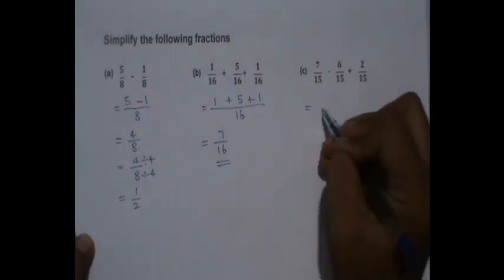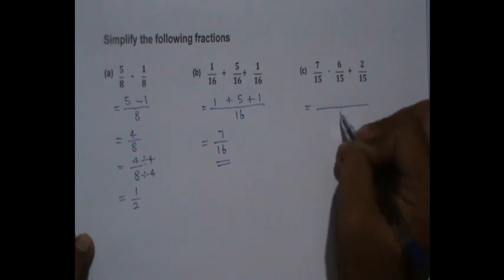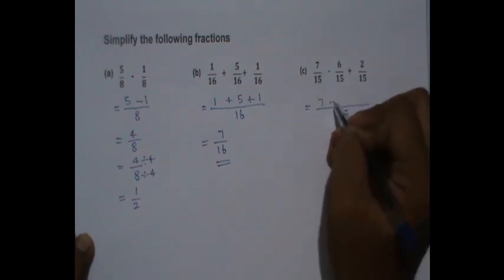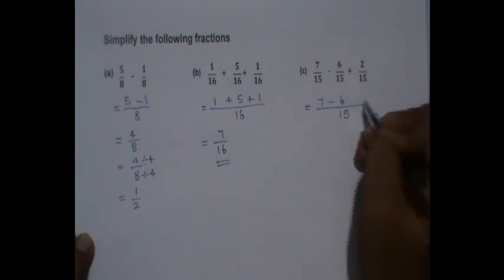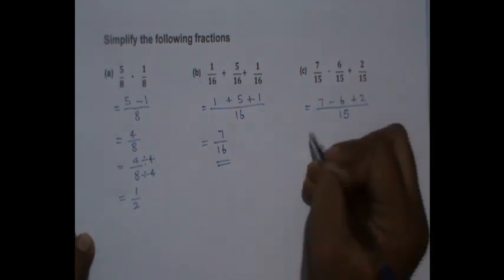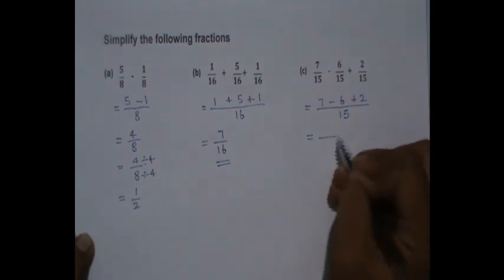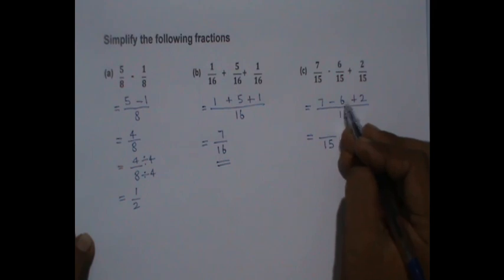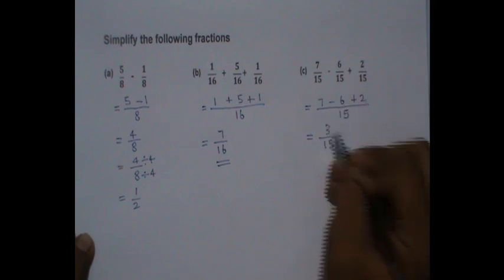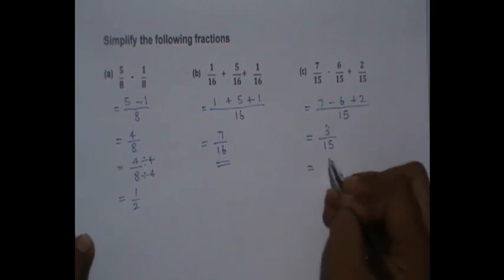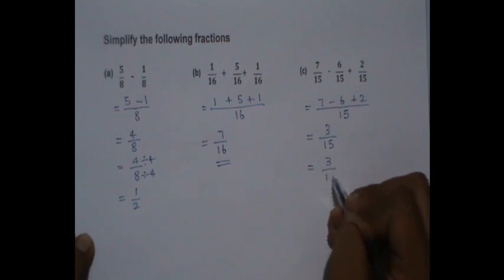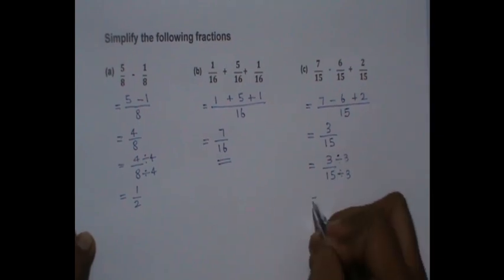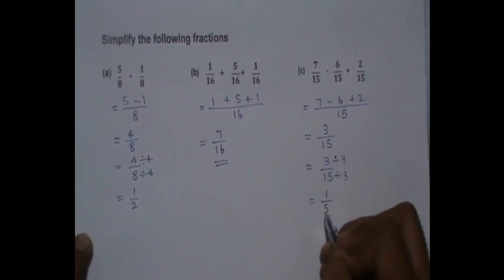Here also you have the same denominator. So we have common denominator 15. You can write 7 and 6 plus 2. So we have 15 denominator, 7 minus 6, 1, plus 2, 3. Again, we can divide this answer by 3. Then we get 1/5.